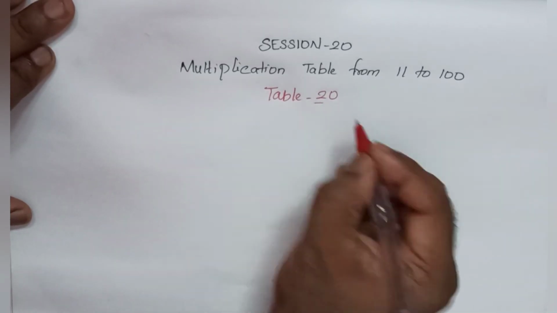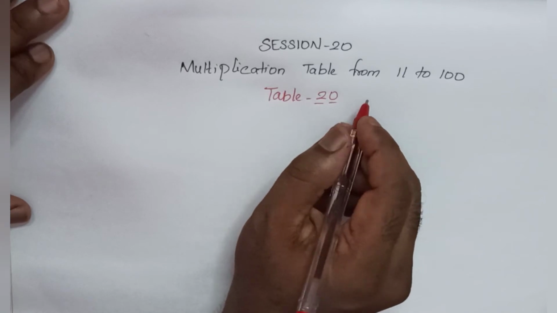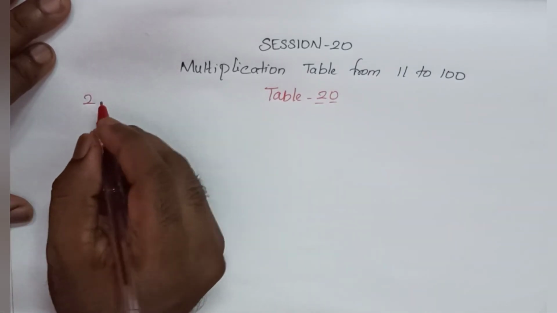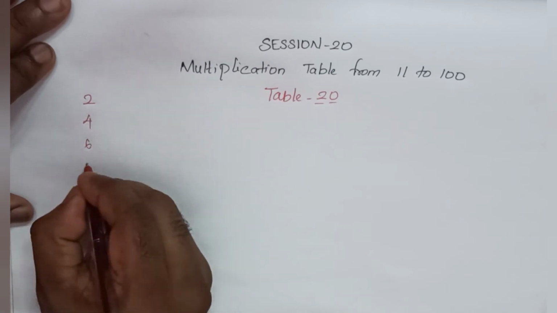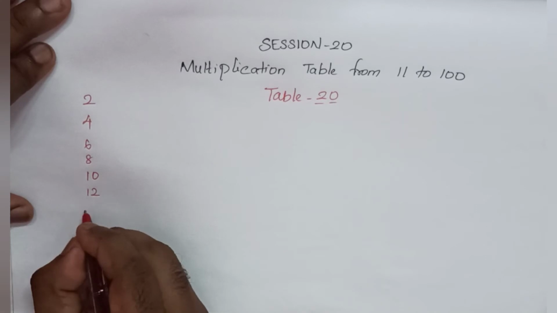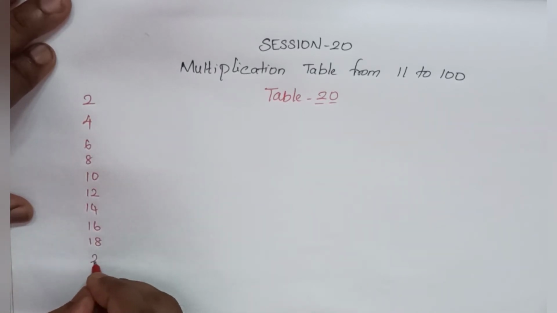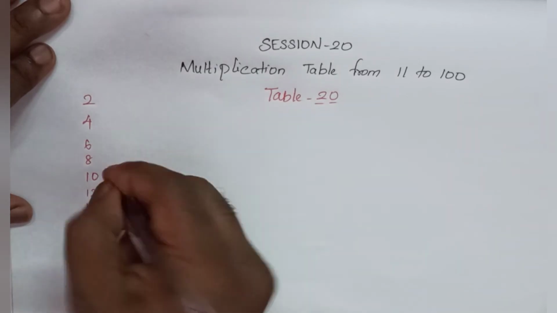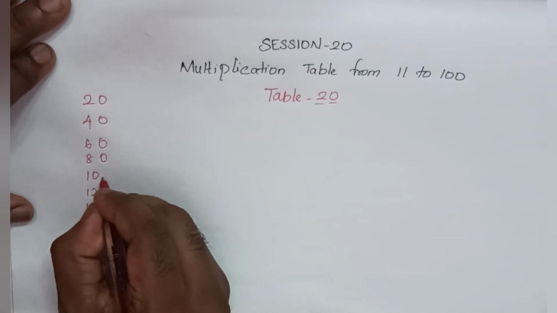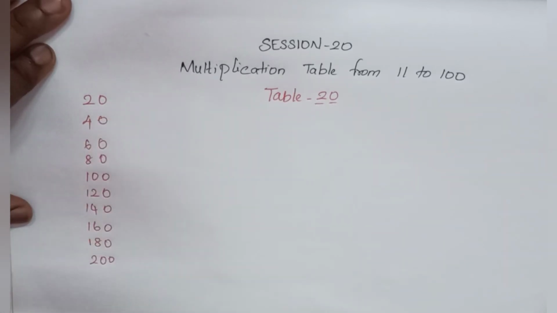So first of all, you have to write the table of 2 and you have to add 0 at the end. So 2, 4, 6, 8, 10, 12, 14, 16, 18, 20. So at the end you have to add 0 here, 0, 0, 0, 0, 0, 0, like this. That's all. This is the easiest way.